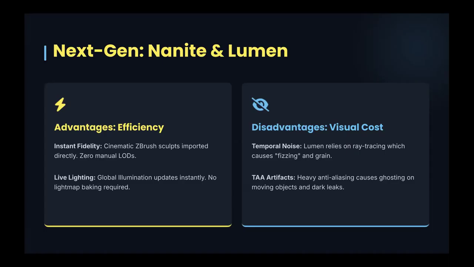So yeah, here we talk about the noise, and we also got the temporal anti-aliasing artifacts. So we got temporal noise, and we got aliasing artifacts. So when you use Lumen and Nanite, you're gonna get a lot of these temporal anti-aliasing artifacts.